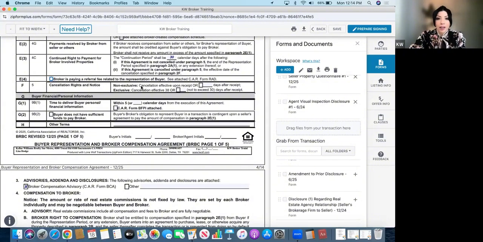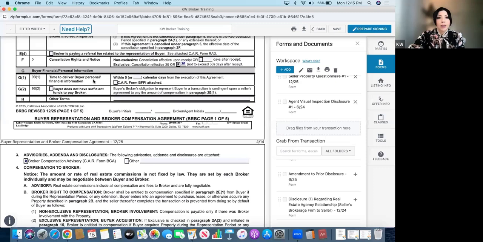Okay, cancellation rights. Cancellation is effective upon receipt or the continuation period. You can do 30 days after the receipt, or you don't have to do any additional amount here. So we'll just leave it in 30 days here. Oh, excuse me, sorry. We're doing exclusive, so I'm going to take this out here. 30 days.